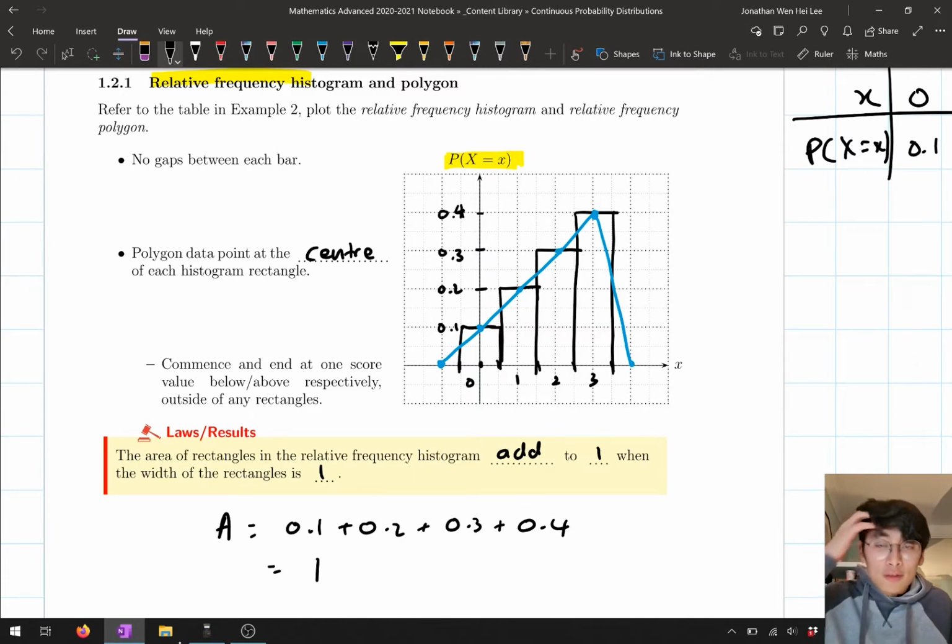It's exactly the same as a frequency histogram and polygon. All we've done is shift a little bit to the left, and instead we're using the relative frequencies, or the probabilities, of these events.